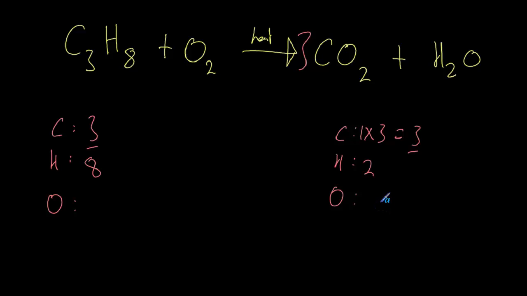Now how do we get from 2 to 8? Well, we have to multiply it by 4. So 2 times 4 is equal to 8. And because we've multiplied this by 4, we need to multiply this molecule by 4. So 4 waters make 8 hydrogens.